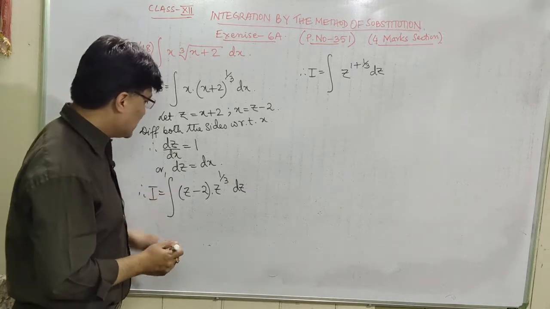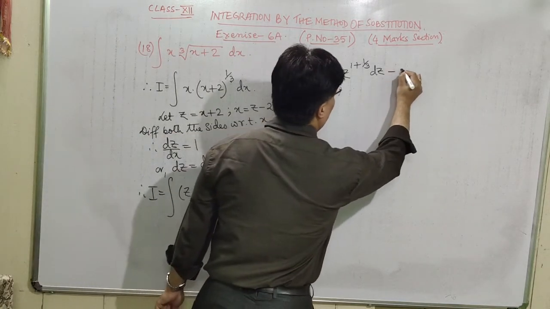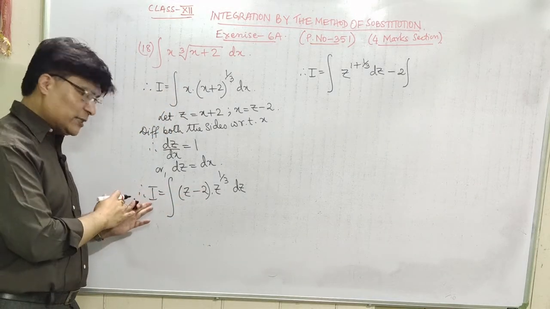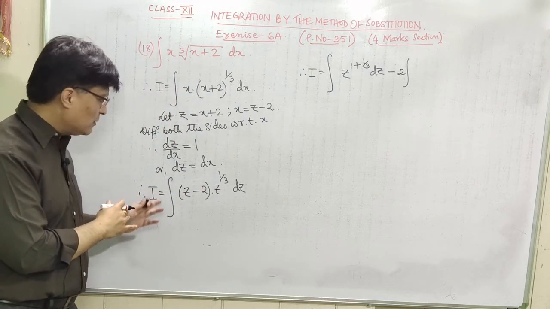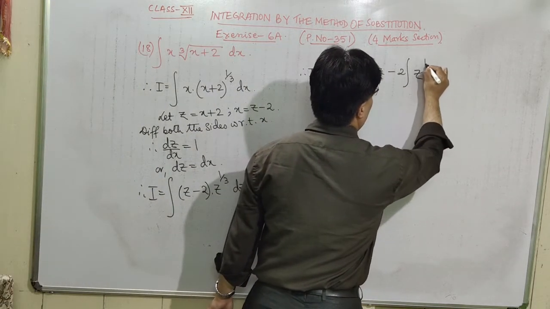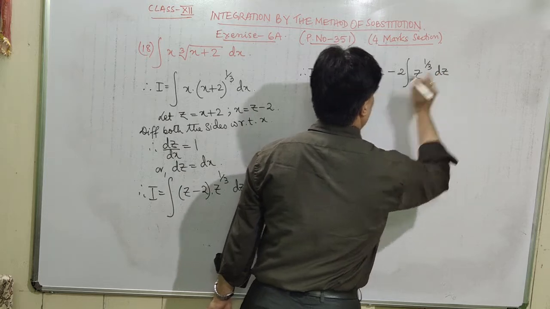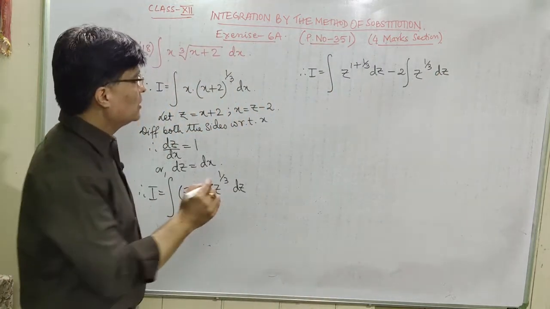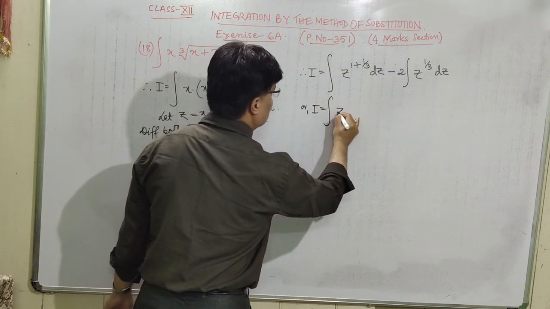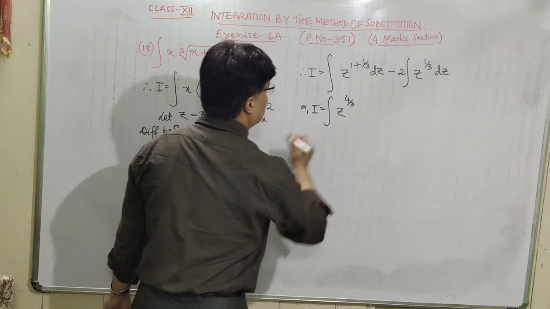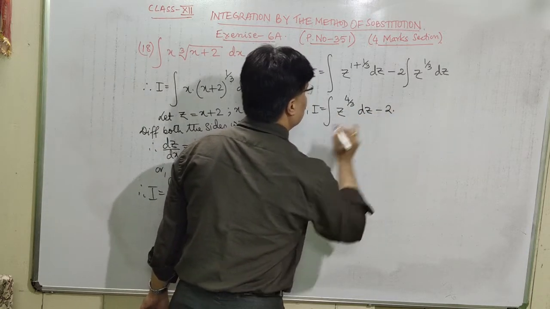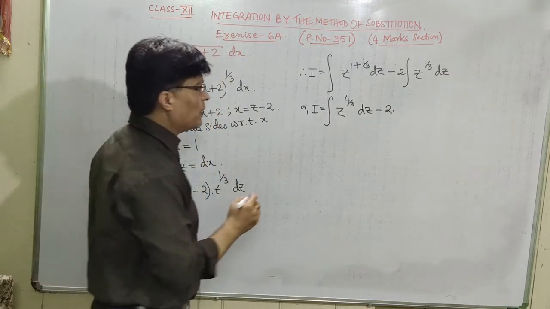Okay, so what is the next integration? It is minus 2 integration of, because 2 is constant here, so it is written in front of integral sign. So minus 2 integral of, then z to the power 1/3. So it is z to the power 1/3 dz. Understood now? So let us simplify it further, or I is equal to integration of, this is z to the power 1 plus 1/3 is 4/3 dz minus 2 into, what is integration of z to the power 1/3?